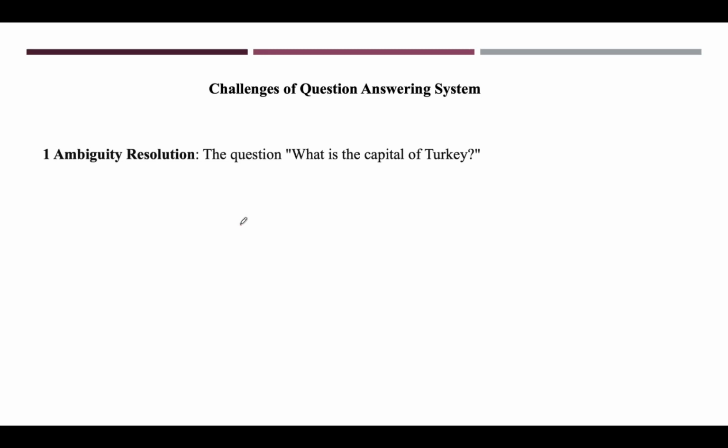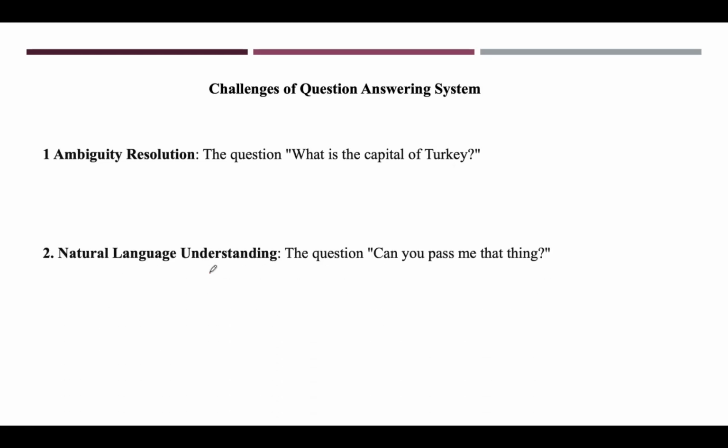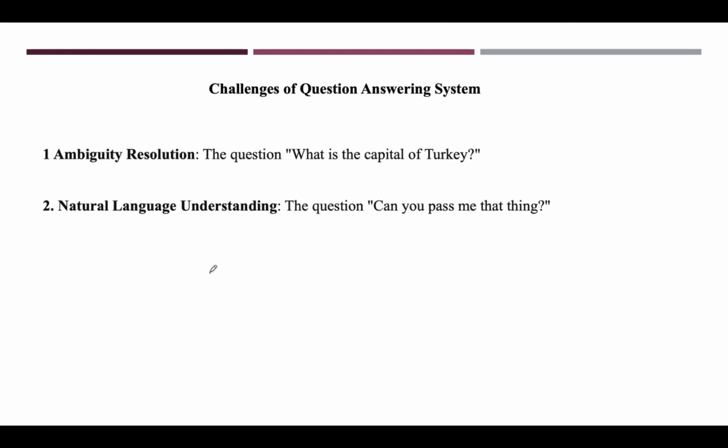Questions often contain ambiguous terms that can lead to multiple interpretations, right? If the question is, what is the capital of Turkey? It could refer to the city Ankara or the bird species, which is also called Turkey. And then natural language understanding. Understanding natural language, including slang, context, and implicit meanings, is again a challenge.